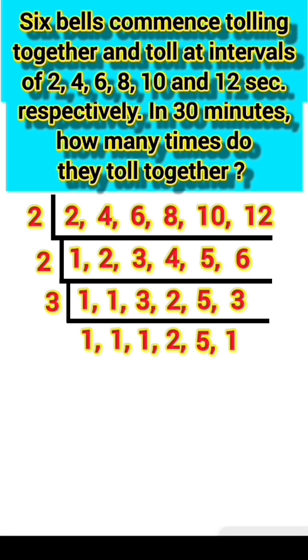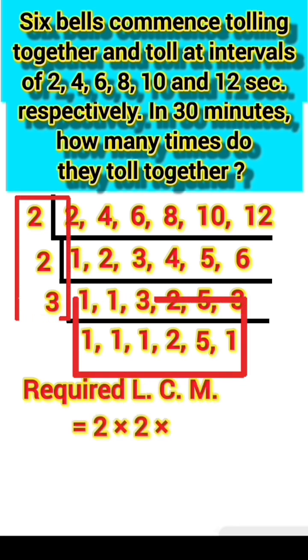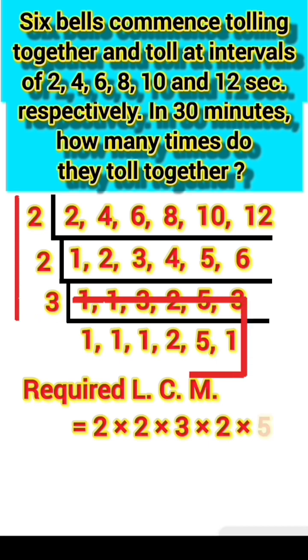We got 1, 1, 1, 2, 5, 1. All are prime numbers. So our LCM is the product of the column-wise numbers and row-wise numbers. That is LCM equals 2 into 2 into 3 into 2 into 5.